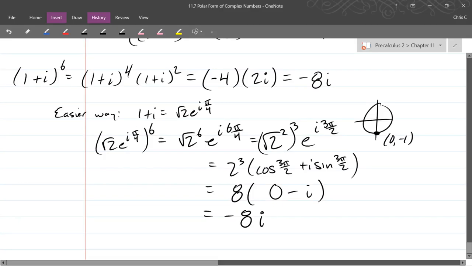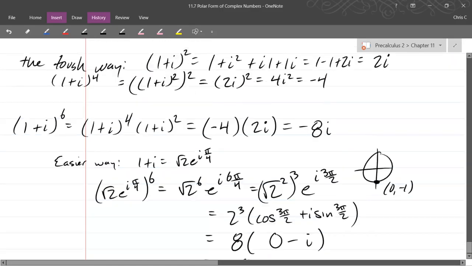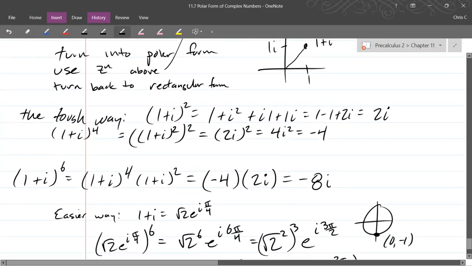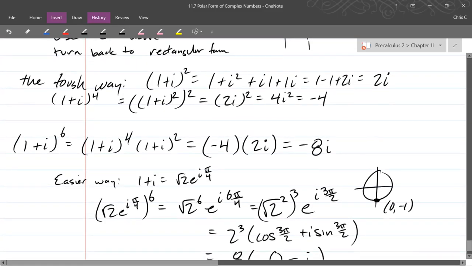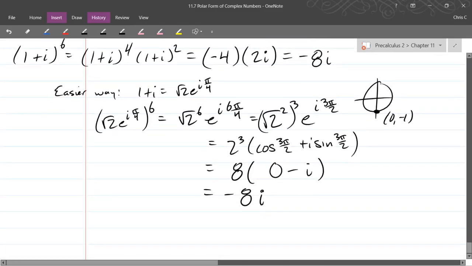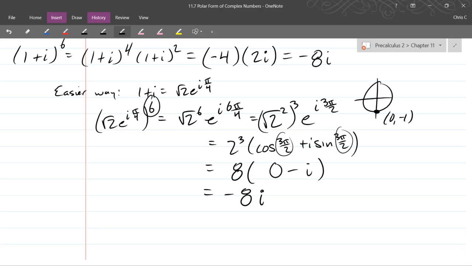What happens if I ask you to the 66th power? The higher the power is, the worse the tough way gets. If I raise to a really high power, you're going to spend a long time trying to figure out how to break it down and multiplying a lot of complex numbers. But with the polar way, all you have to do is put that big number right here, distribute it out, and you'll have a large angle, but you just take away a bunch of 2 pi's, figure out where your angle is. And whatever your radius is, if it's square root 2 to the 97th power, just leave it like that. You don't need to multiply that by itself 97 times.